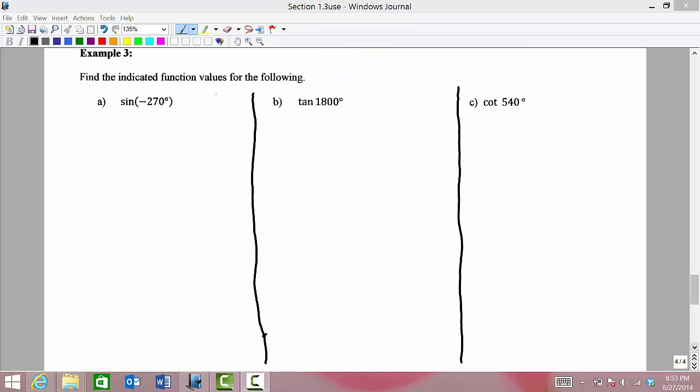Find the indicated function values for the following. Our first problem would be sine of negative 270 degrees. So sine we know is y divided by r, so that's what we're looking for. So we need to know what y and r are.